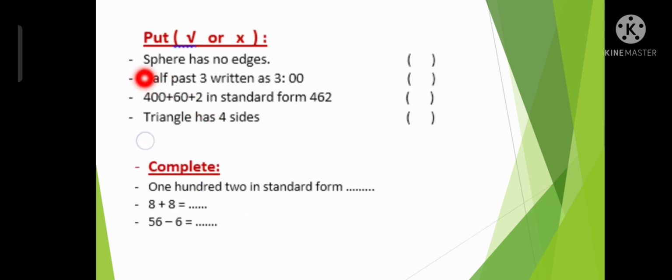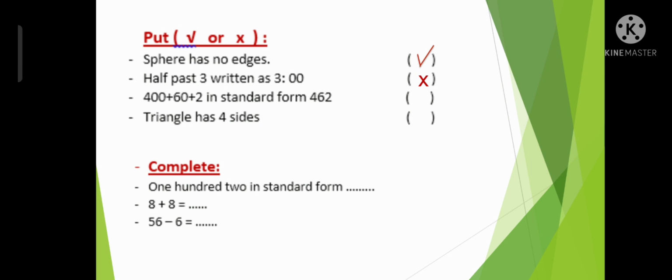Put true or false. The first one, sphere has no edges. I know that sphere has no edges, no faces, and no vertices. Half past 3 written as 3 o'clock. No, I know that half past means 30 minutes. So half past 3 is written as 3:30, not 3 o'clock, okay?